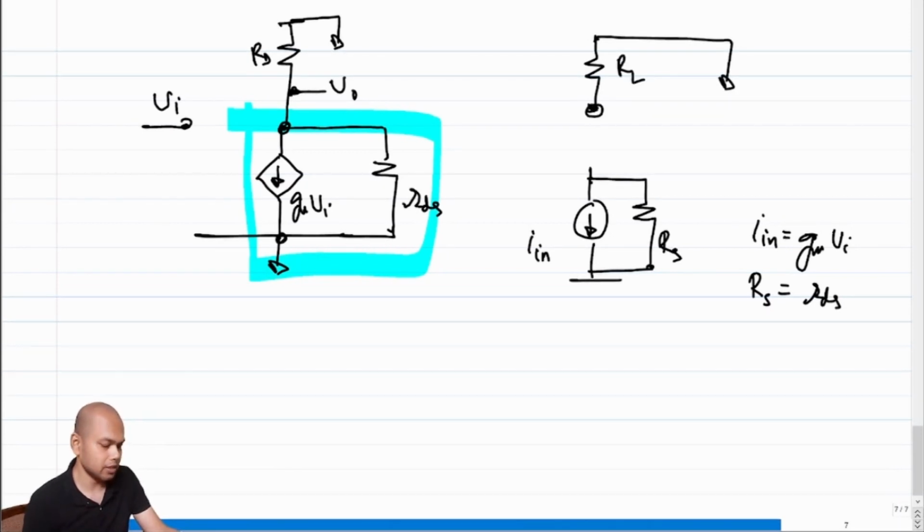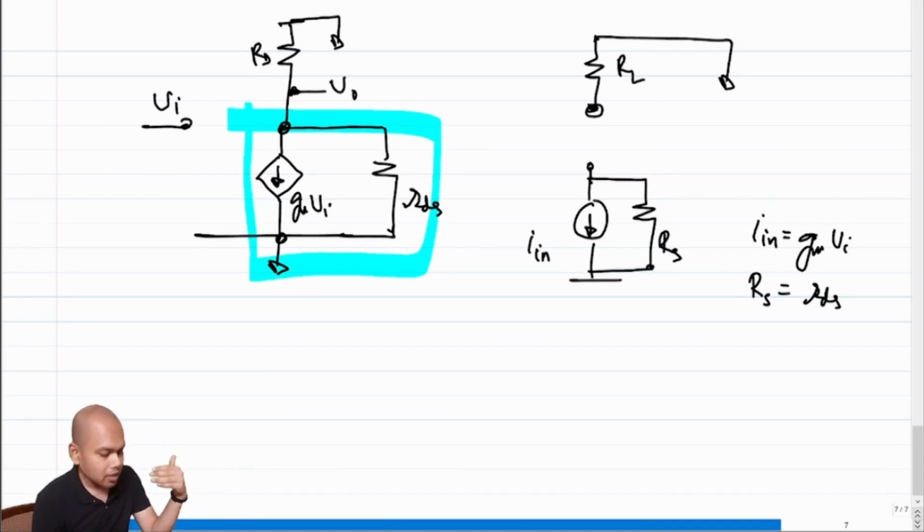This terminal of the RL is accessible, right? So I want the entire I in to flow into RL. What happens if I directly connect? There will be a current division between RL and RS, right? In other words, RL is loading the current source, correct? Or rather, the internal resistance Rs is loading the current source, and that is why we are having a problem. That is why the entire I in is not flowing into RL.